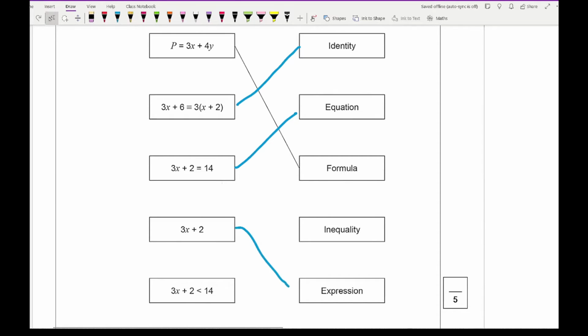So a bit panicking there. And then finally, we've got 3x plus 2 is less than 14. And that is obviously going to be an inequality. Why? Because it's got an inequality sign.